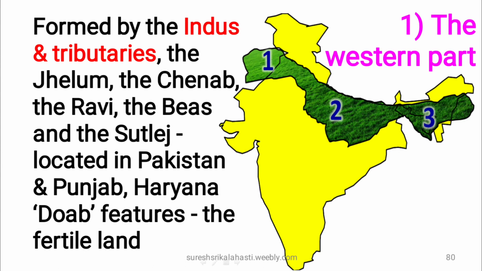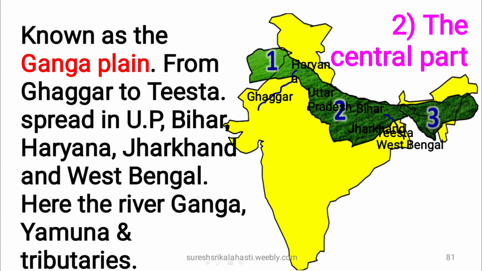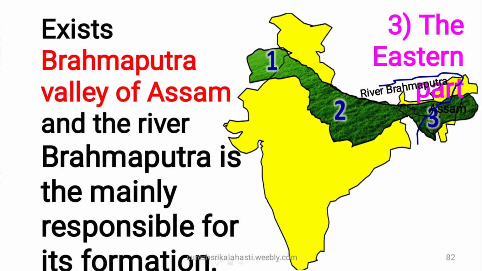So here we can see the river features. River, we can call in Hindi Ab. Doab means two rivers. Next, the second part, that is the central part. It is known as the Ganga Plain. From Ghaggar to Teesta, spread in Uttar Pradesh, Bihar, Haryana, Jharkhand, and West Bengal. Here the rivers Ganga and Yamuna are the major tributaries. Next, the third part, that is the eastern part.